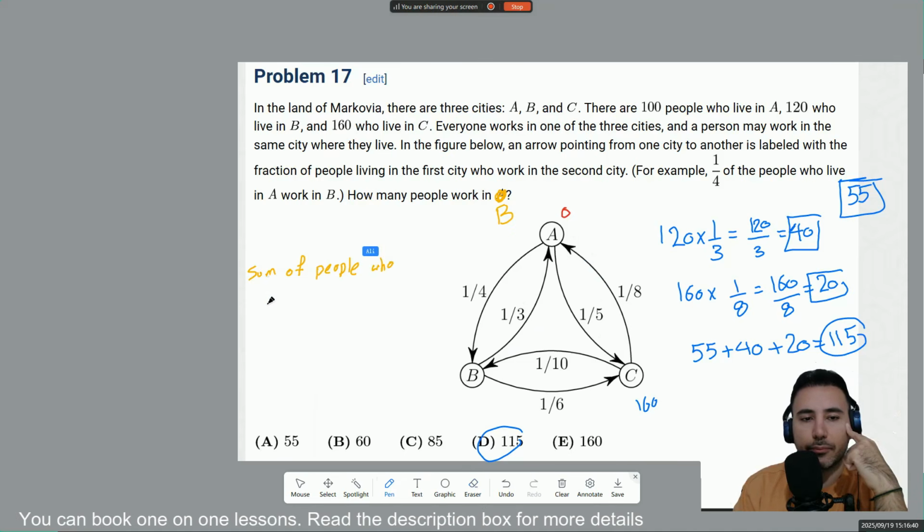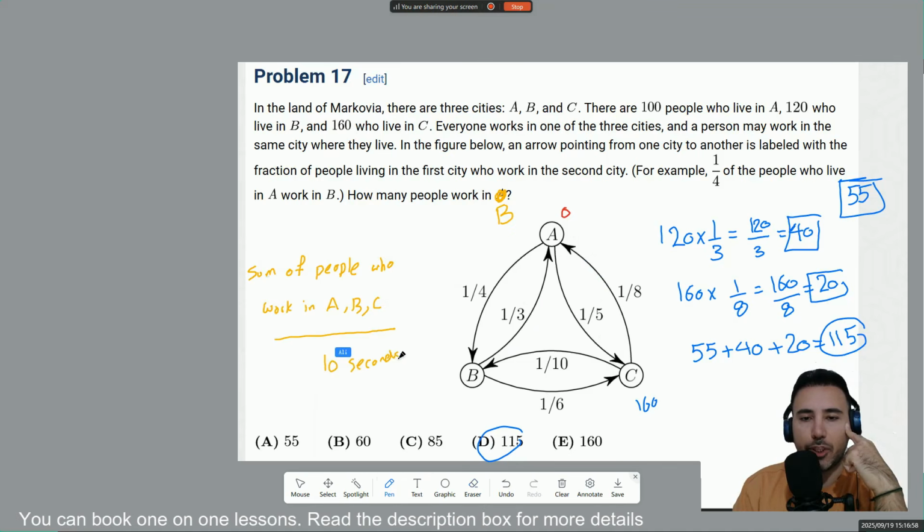Who work maybe in A, B, and C. There is a way to answer this question in 10 seconds. Can you find it? You could answer this question.